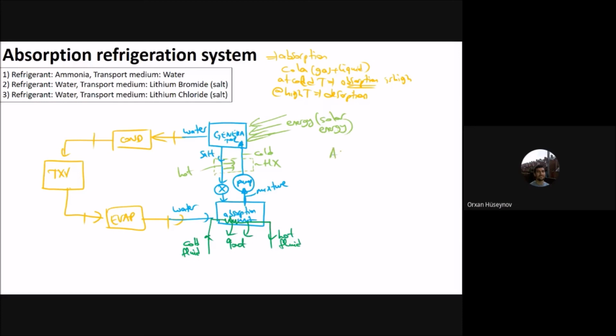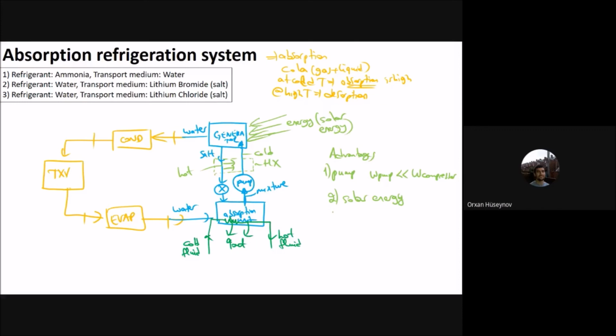So what are the advantages? Let me just write it. First advantage is that you are using a pump. Okay, and the work of the pump is much smaller than the work of a compressor. And the second one is that you are using solar energy. Okay, this is the second advantage of this cycle here.